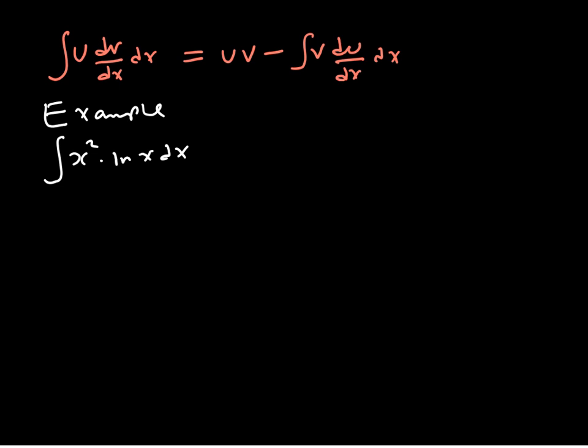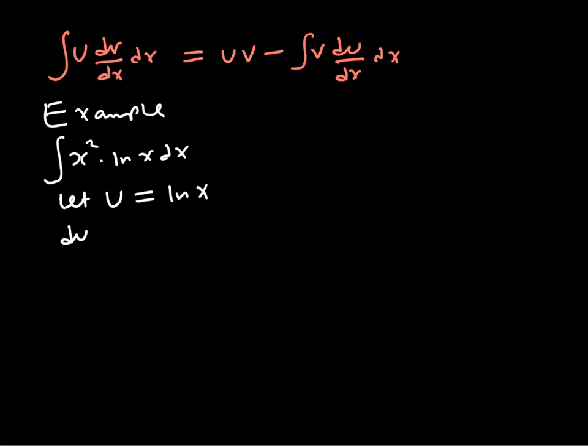From dv by dx we find the function v. That means we are going to integrate to get v, but u will always be a function here, and you can always tell which function is u. So let u equal natural logarithm of x.